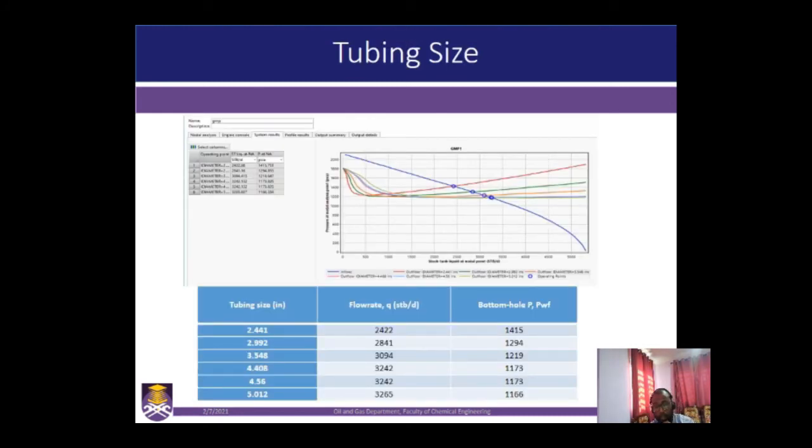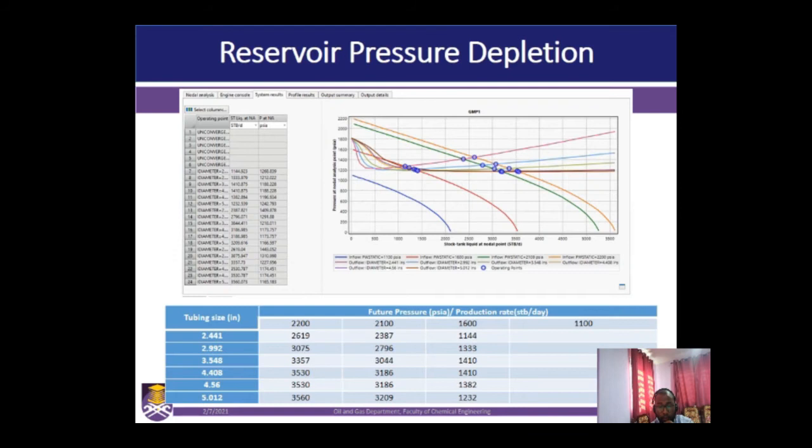As we can see, we put the range of the tubing size in inches from 2.4 until 5.0. The tubing able to operate with the trend tubing size. The larger the tubing size, the higher the flow rate. Next is a reservoir pressure depletion. We put the future IPR for the tubing size to see the tubing size able to operate for the future reservoir pressure. We put the range as 2200 until the 1100.